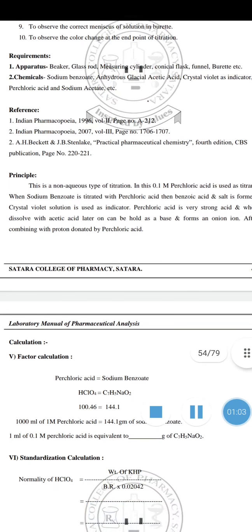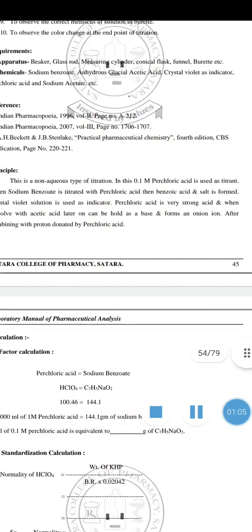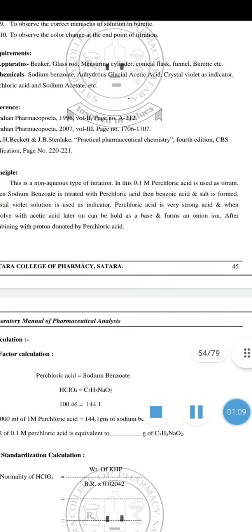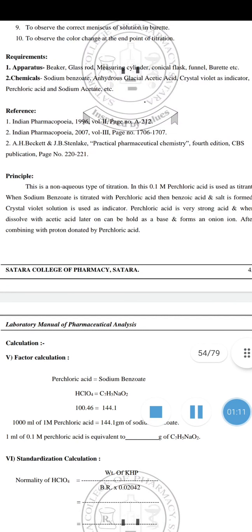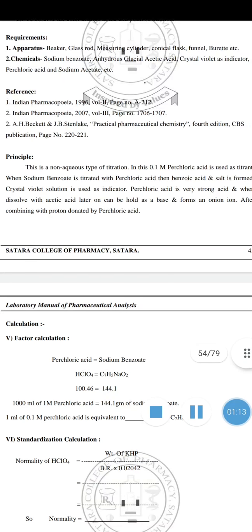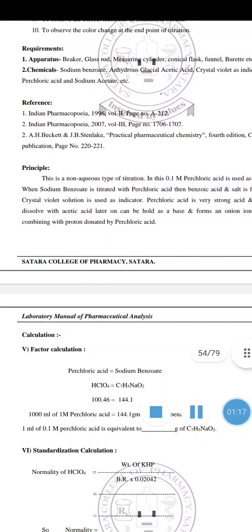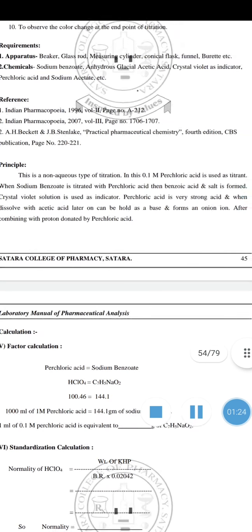Then the principle: this is a non-aqueous type of titration. In this, 0.1 molar perchloric acid is used as a titrant. When sodium benzoate is titrated with perchloric acid, there is a formation of benzoic acid and salt.